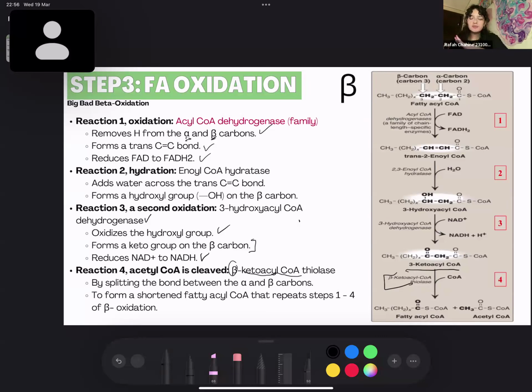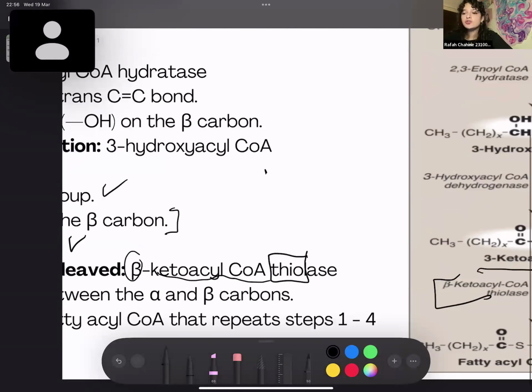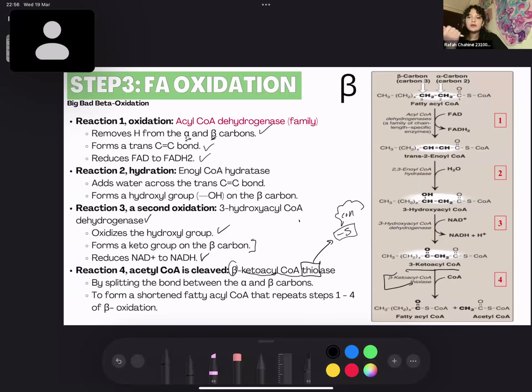Understand the reaction from the enzyme name. What thiolase means, first of all: thiol is referring to the sulfur group that is usually associated with coenzyme A. So when I say thiolase, it means two things. First of all, I'm adding CoA, and second of all, I am breaking something down, right?